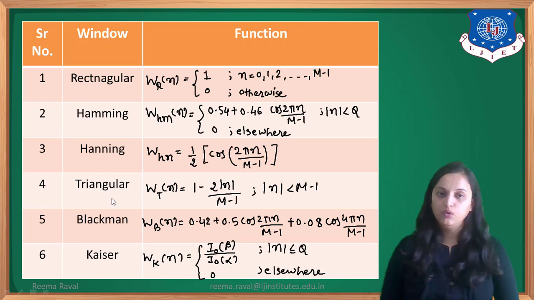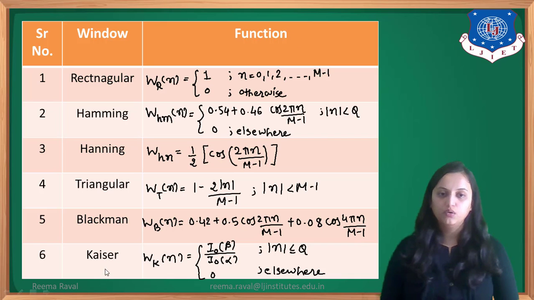Next is triangular window. It is denoted as WT of n, that is equals to 1 minus 2 into modulo n divided by m minus 1 in the interval mod n less than m minus 1. Next is the Blackman window, whose function is WB of n, that is equals to 0.42 plus 0.5 cos 2 pi n upon m minus 1 plus 0.08 cos 4 pi n upon m minus 1.